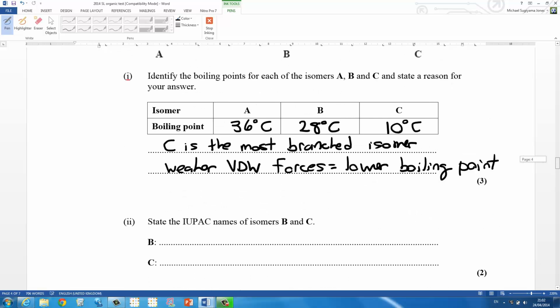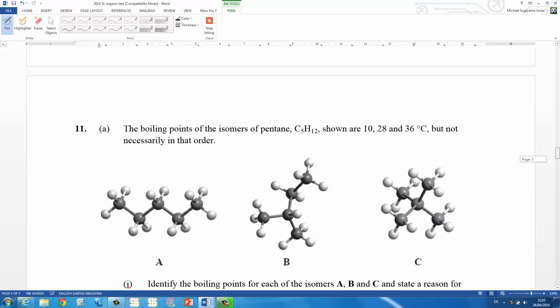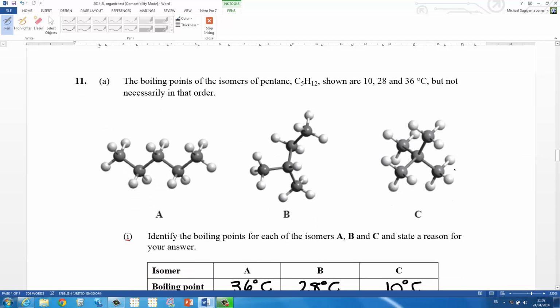Okay, so the names of isomers B and C. B is, let's have a look, the longest chain is 1, 2, 3, 4. So it's going to be something butane, and we have a methyl group, a CH3, and it's on carbon 2. So it's going to be 2-methylbutane.